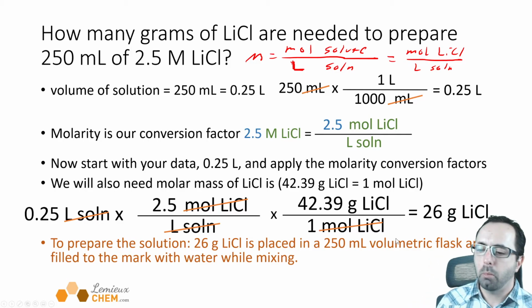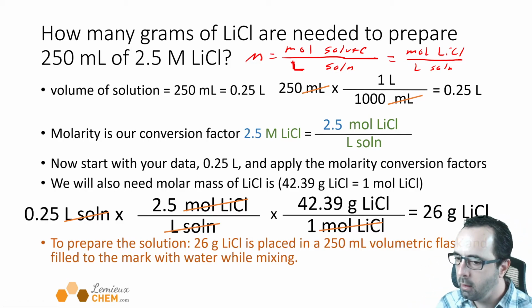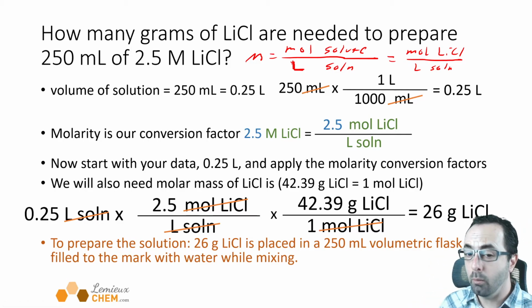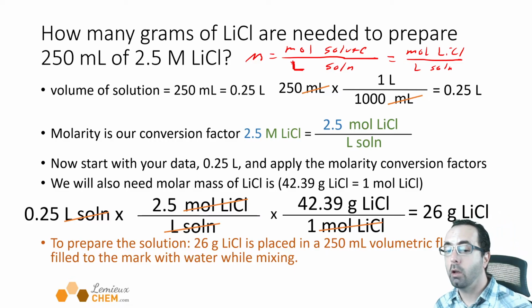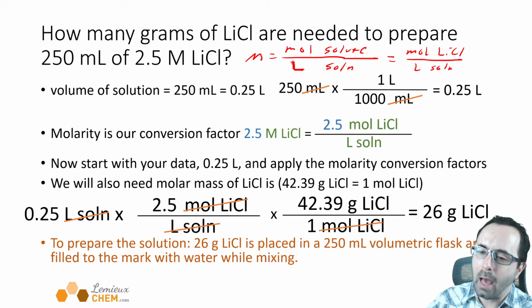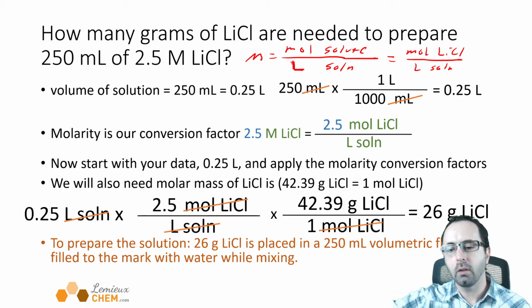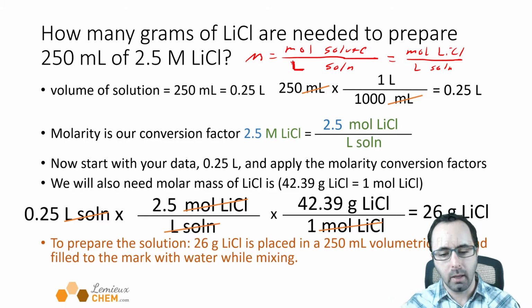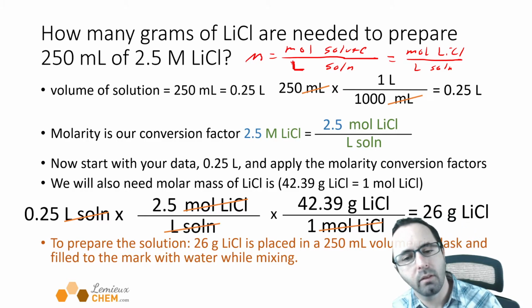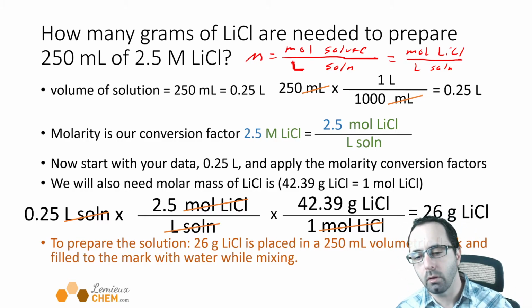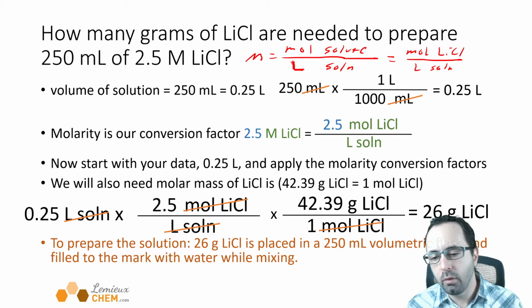So if you're going to prepare this solution, we want to make 250 milliliters of it, so we'd use a 250 milliliter volumetric flask. We'd weigh out 26 grams of lithium chloride. We would put it in the flask, dissolve it in a little water, and then fill to the 250 milliliter line and mix.